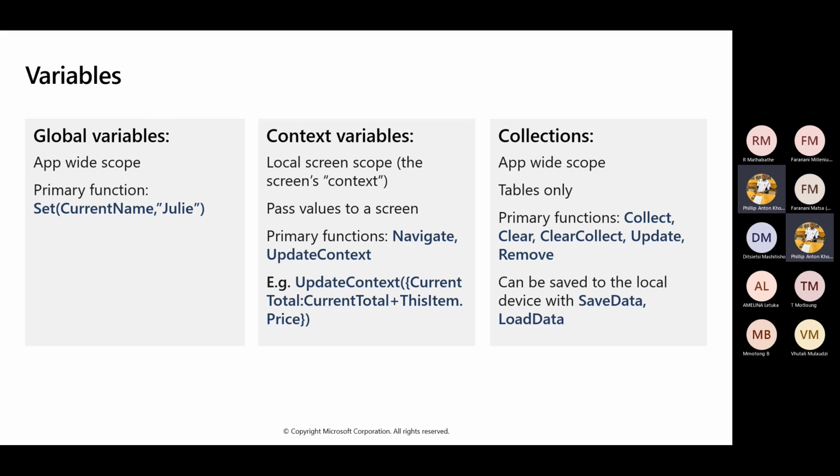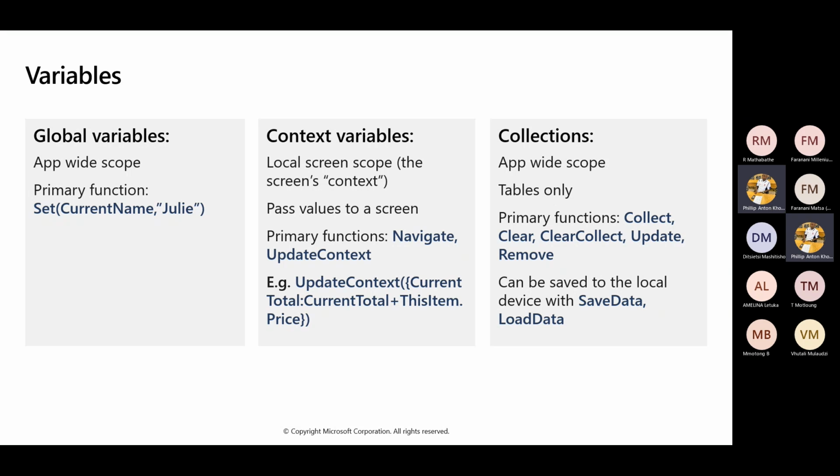Okay, and then we have collections, which have an app-wide scope, and they are tables only, right? And the primary functions would be Collect, ClearCollect, Update, and Remove. So collections, we will get to look at them. You can consider collections as arrays, right? Arrays of information.